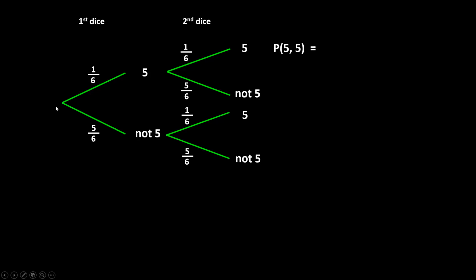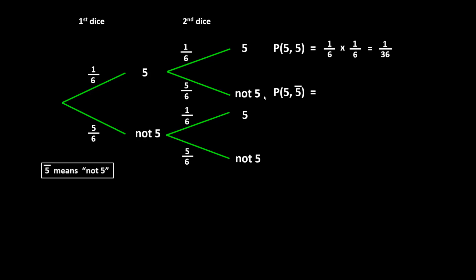So that's good. So now let's work out going along these routes. So let's get this first path, which is that one there. And that's the probability of getting a 5 and a 5. So that's 1/6 times 1/6. 1/6 times 1/6 is 1/36. Next path we're going to look at is that one there. Okay, so that's the probability of a 5 and a not 5. Okay, so that's 1/6. Remember that 5 with a bar on top means not 5. That's 1/6 times 5/6, which is 5/36.